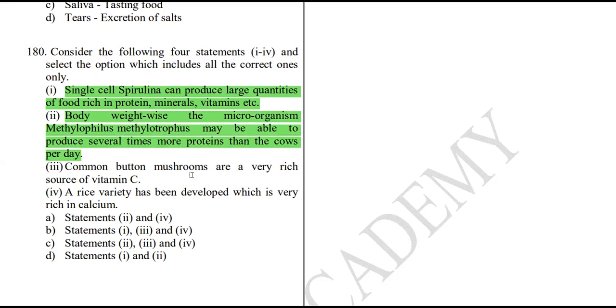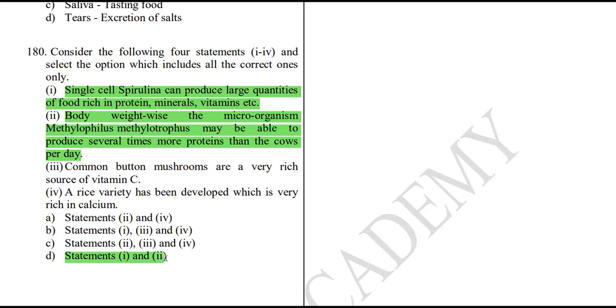Common button mushrooms are a very rich source of vitamin C, it is given. No, they are not a high source of vitamin C. They are a high source of vitamin B as well as potassium. So they have given it wrongly. A rice variety has been developed which is rich in calcium. No, golden rice has been developed which is rich in vitamin A only. So this is also a wrong statement. They asked for the correct ones, so it's statements 1 and 2, which is going to be option D.